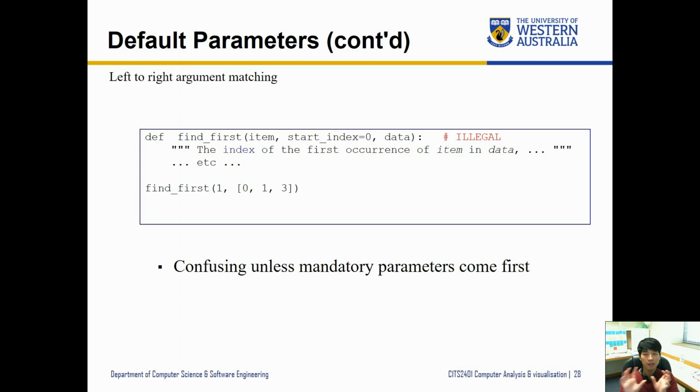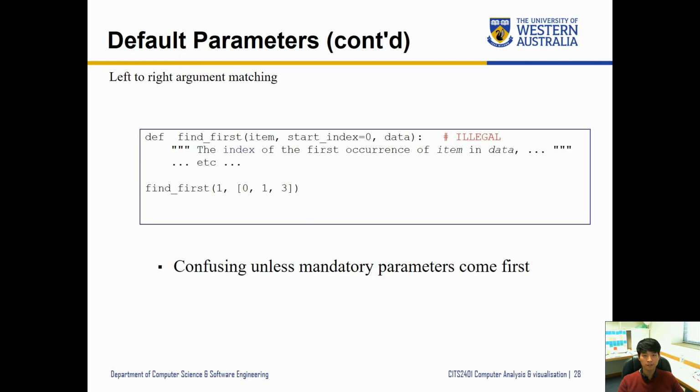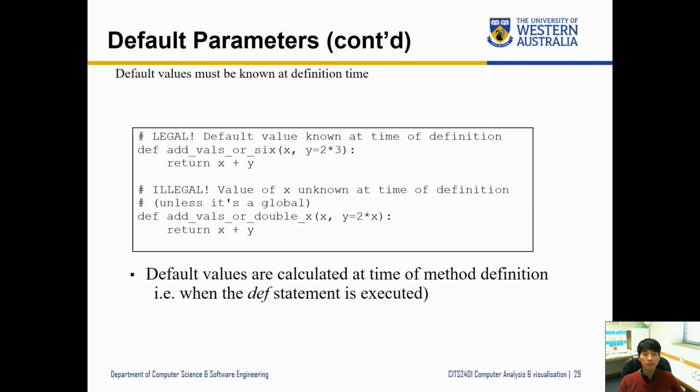Make sure that they are at the end, and all of them can be defined as default parameters as long as all of them are at the very end. So don't put them in the middle. Arguments are matched to parameters from left to right. Parameters without defaults must come first. Okay, so that's the default parameter basics.